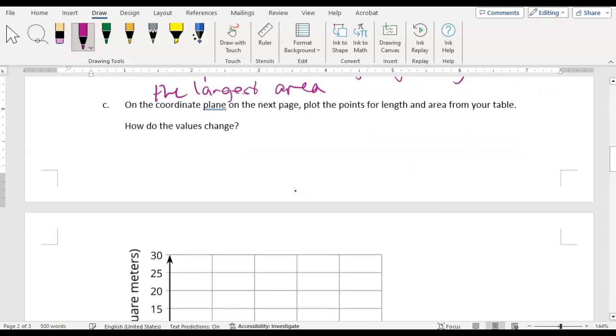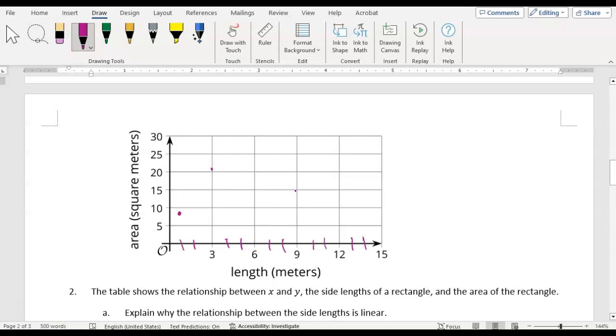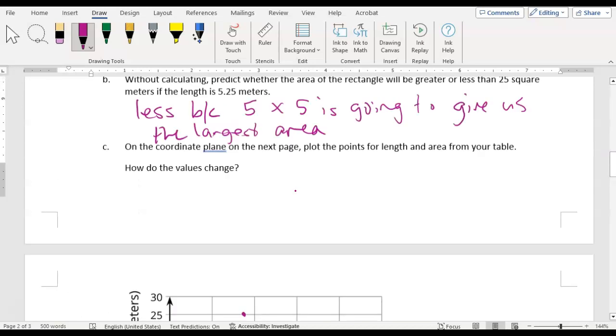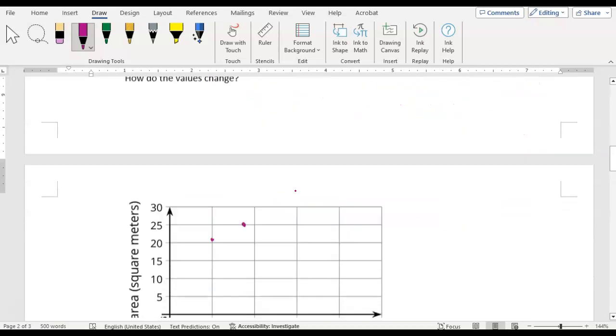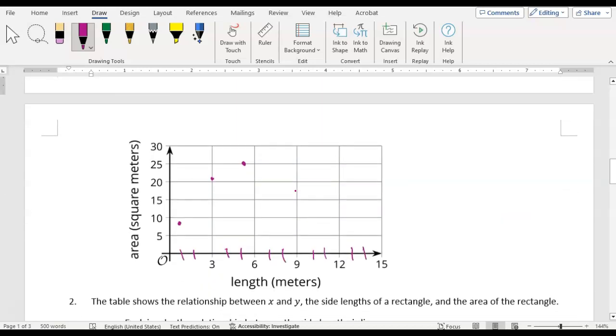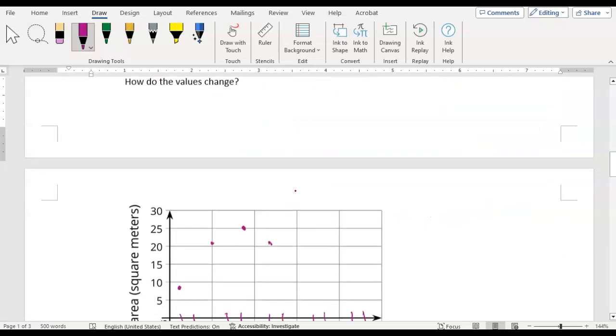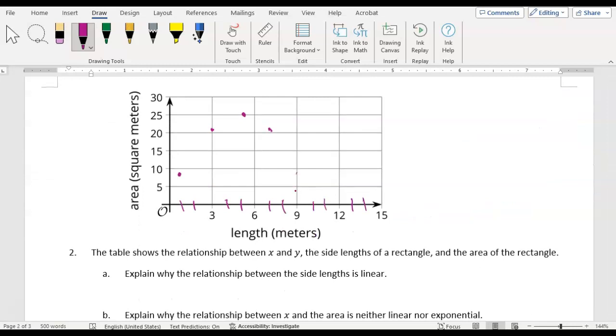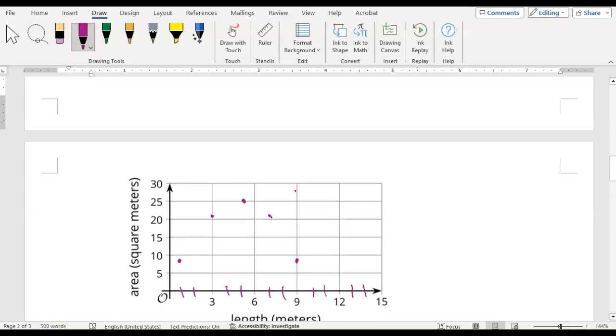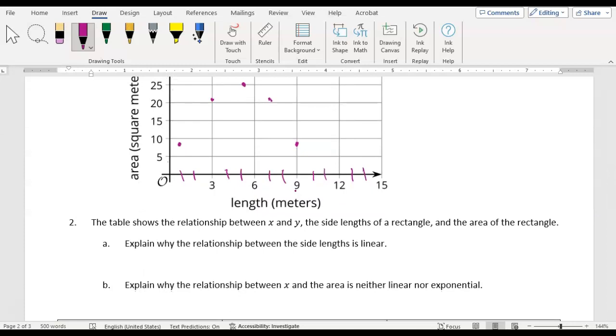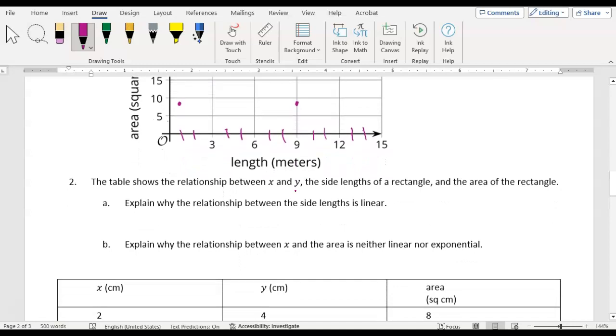When it's 3, it's 21. So 3, we would be here. 5 was 25. The next one we have was 7 is 21. And then lastly, we looked at 9 is about there. So here again, we can see that the shape is forming a parabola. And so again, it goes up until it reaches the maximum possible area and then comes back down.